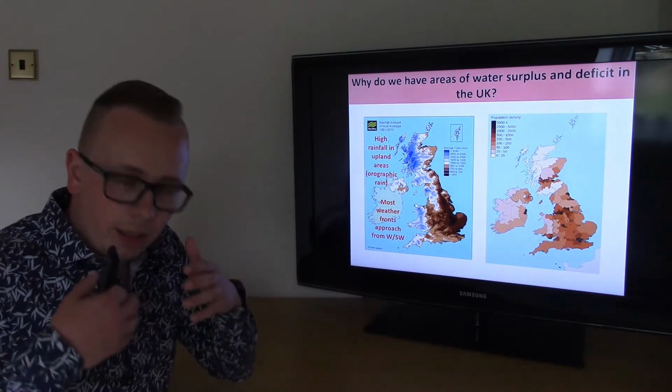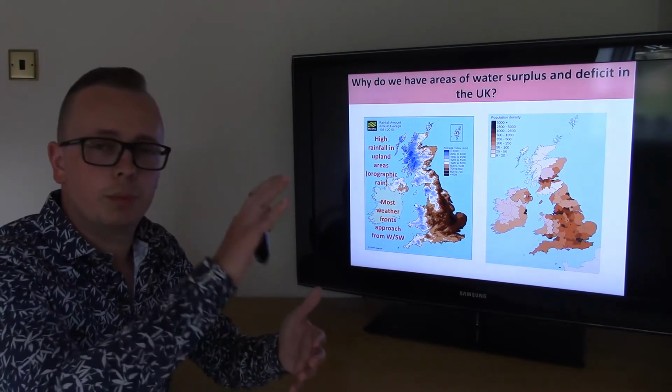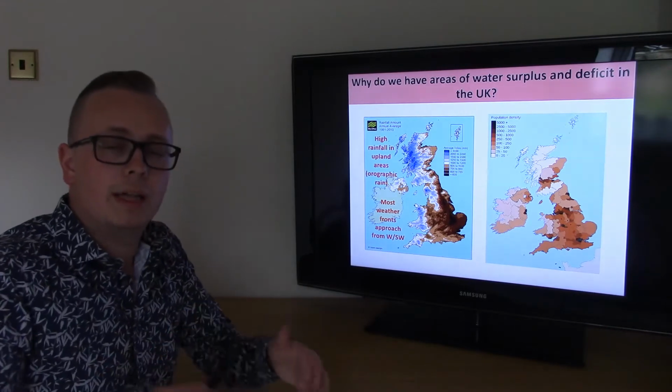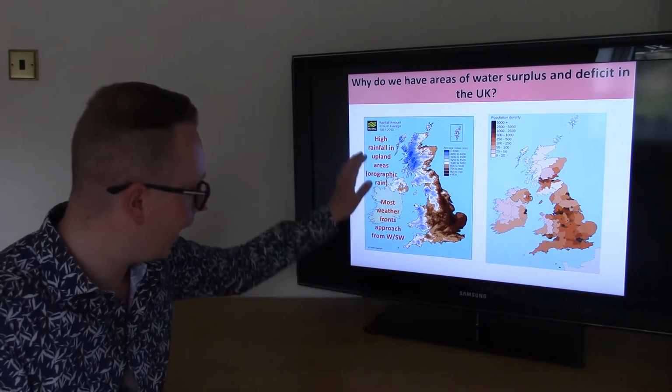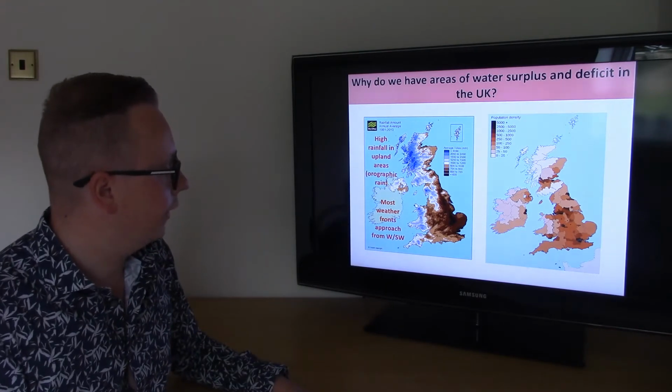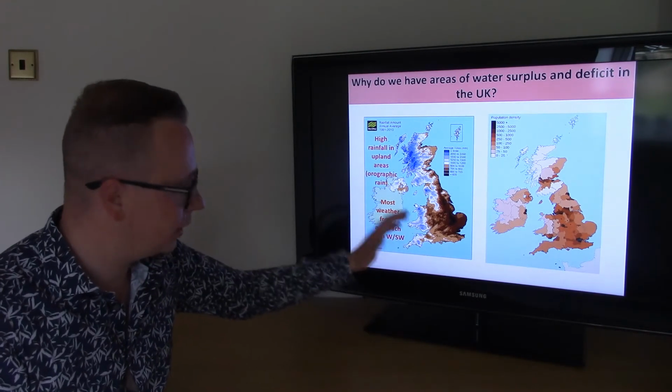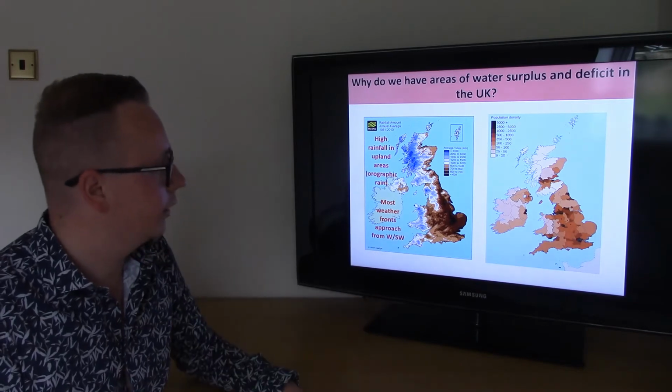warm, moist air meets the UK and it's forced to rise up over mountains. As that air is forced to rise, it cools, condenses to form clouds, and we see rainfall. Hence why some of our heaviest rainfall areas are located there. And our driest areas are the farthest east, and also in particular the southeast of England.